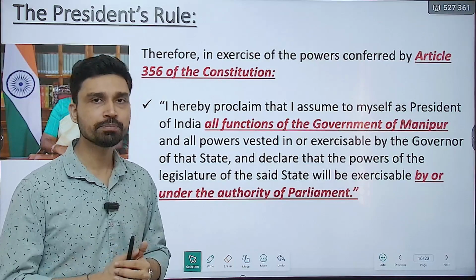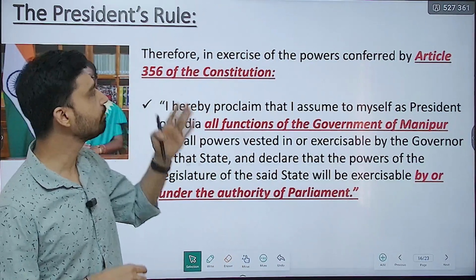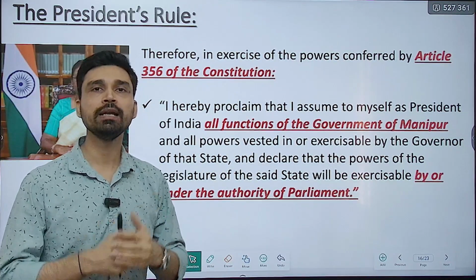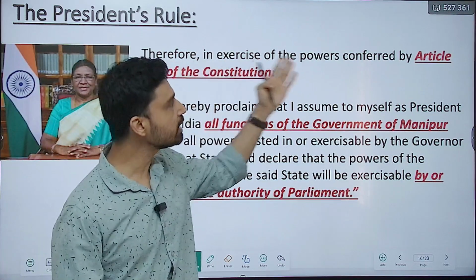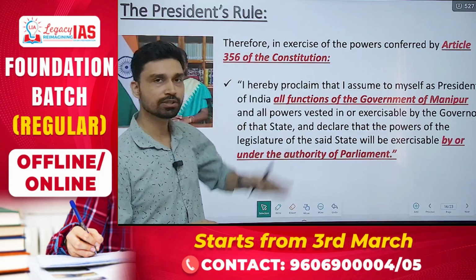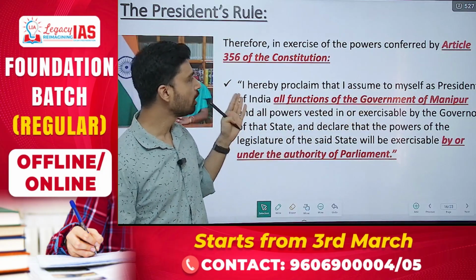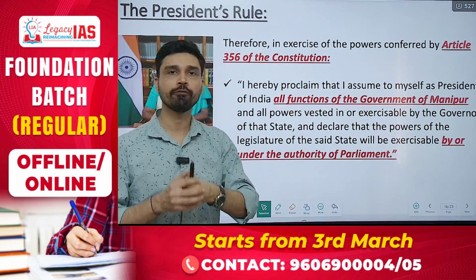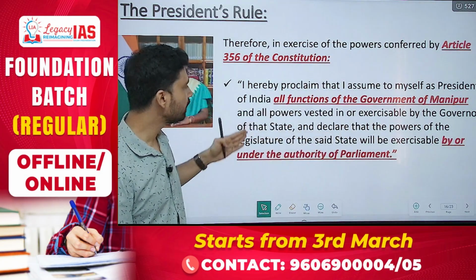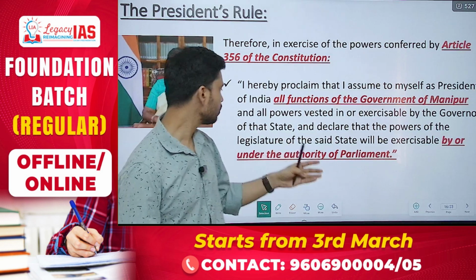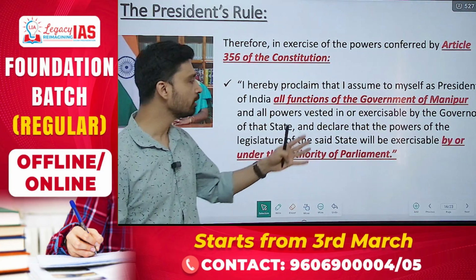Now, when we talk about President's rule, the power derives from Article 356 of the Constitution. That is why, while declaring President's rule in the state, the President of India said: in exercise of the powers conferred by Article 356 of the Constitution, I hereby proclaim that I assume to myself as President of India all functions of the government of Manipur and all powers vested in or exercisable by the Governor of that state, and declare that the powers of the legislature of the said state will be exercisable by or under the authority of Parliament.